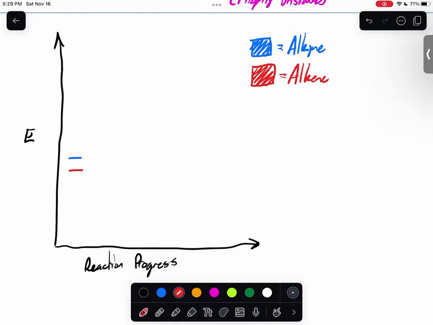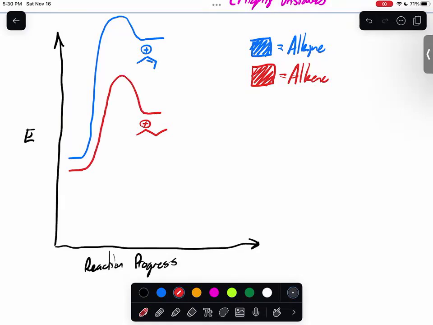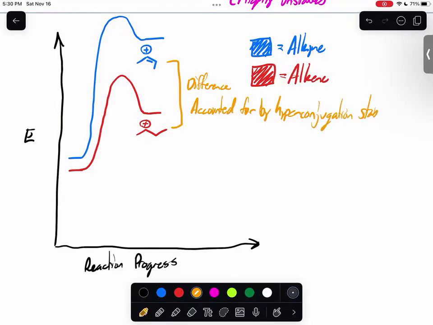The intermediates that we form are going to have massive differences in energy, right? Where on the blue path, if we go all the way up here, it's because that carbocation is incredibly unstable compared to what is essentially a secondary carbocation. And that energy is also reflected in our difference in the activation energy. So this energy difference here is accounted for by the hyperconjugation stabilization. And it's the same way with the difference in activation energy here.